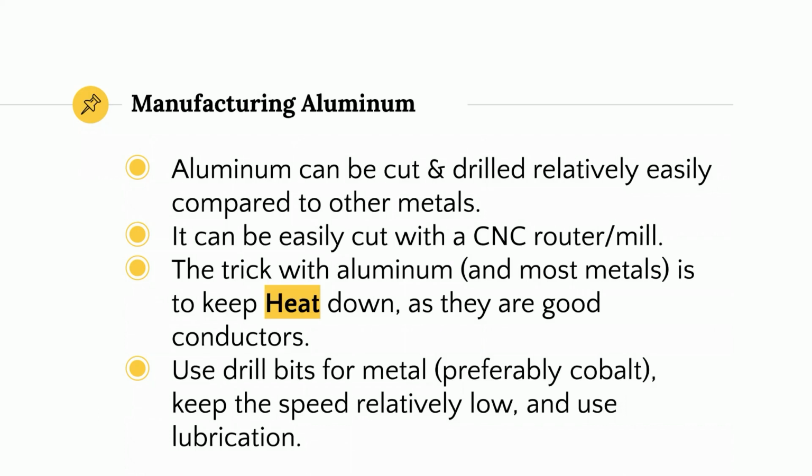So what I mean by this is that the conductive material will cause the heat to spread. They'll start melting the material. It's really bad. Do everything you can to keep heat to a minimum to make the manufacturing process better. So in order to do that, we use drill bits for metal, preferably out of cobalt. Keep the speed relatively low, so the rotational speed of the drill bit, keep it lower than you would for other materials, and use a lot of lubrication. So most of the time, this would be like some sort of cutting fluid.